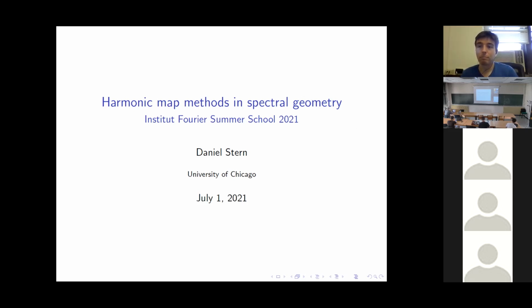Okay, very good, Daniel. We'll probably start. So, welcome everybody. It's my great pleasure to introduce Daniel Stern from Chicago, and he'll give a lecture on harmonic map methods in spectral geometry. So please, Daniel. All right, so first of all, thanks very much for inviting me to speak and for doing such a nice job getting the hybrid format to work. It's a little strange, but it beats nothing, right?